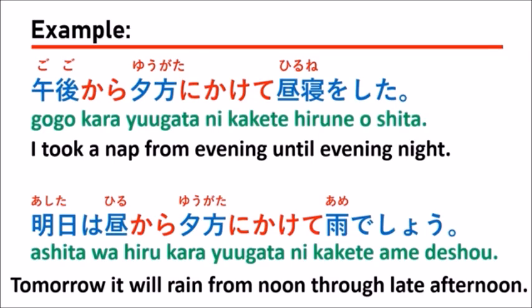Are you seeing here, for the first sentence they say gogo kara yukata ni kakete, which means you start from point one, gogo, which means evening. Yukata means evening night. Gogo is from 12 p.m., and yukata is from around 6 p.m., right? So 12 p.m. until 6 p.m. or around that. The situation is in that range.